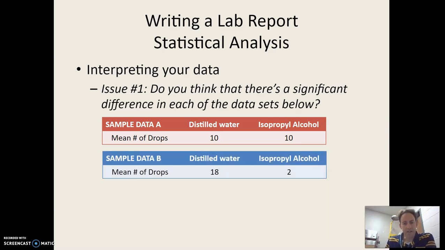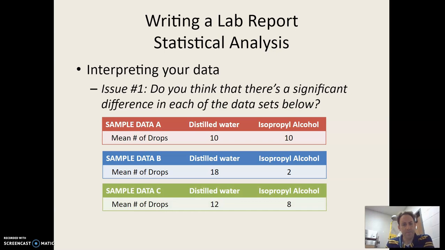How about this data set, though? It turns out you can get 18 drops on the penny with distilled water, but you can only get 2 drops with isopropyl alcohol. Is that different? Again, I think most people would say, well, yeah, that's pretty different. 18 versus 2, that's clearly pretty different. Okay, so there's a difference. Something significant seems to be happening.